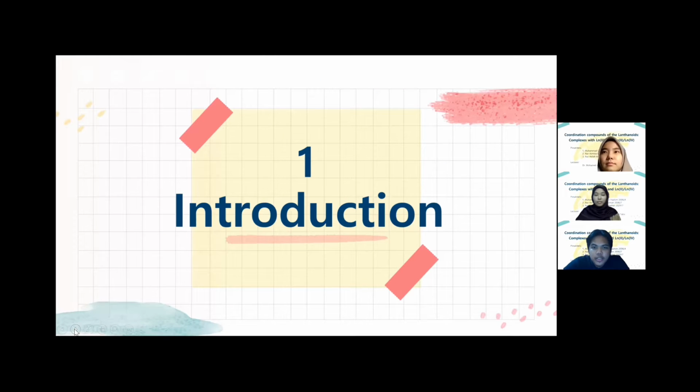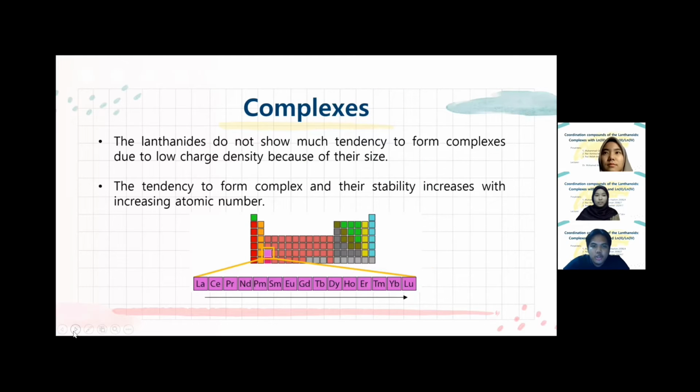For my part is the introduction. Complexes. The lanthanoids do not show much tendency to form complexes due to low charge density because of their size. However, the tendency to form complexes and their stability increase with increasing atomic number. The lanthanoids are moderate in their complex forming ability, which increases to the right.